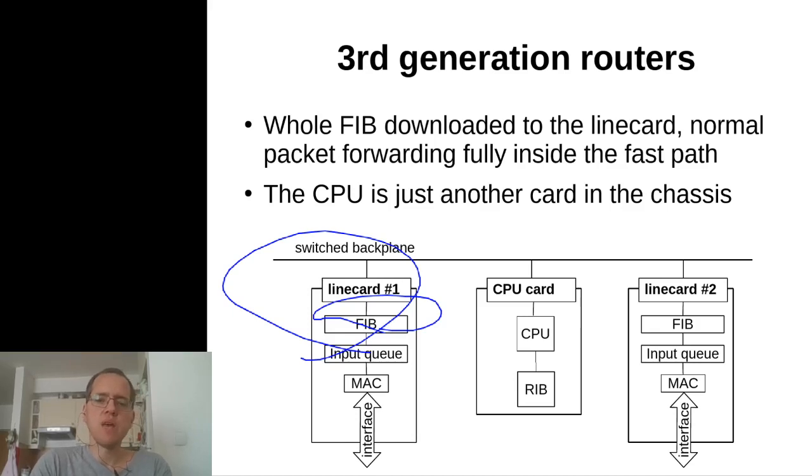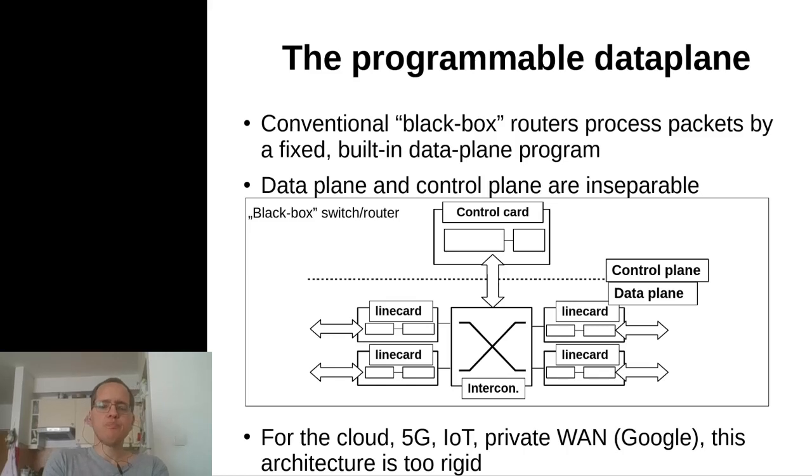Okay, so wherever we have normal packet processing, these third generation routers provide full fast path operations. Of course, for this, we need the CPU to constantly update the line card FIBs. And since there can be tens or dozens of line cards installed in a single IP router, this can be a very tedious task.